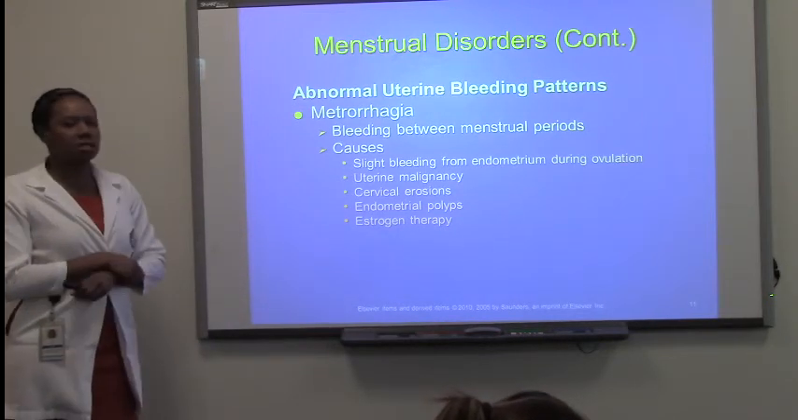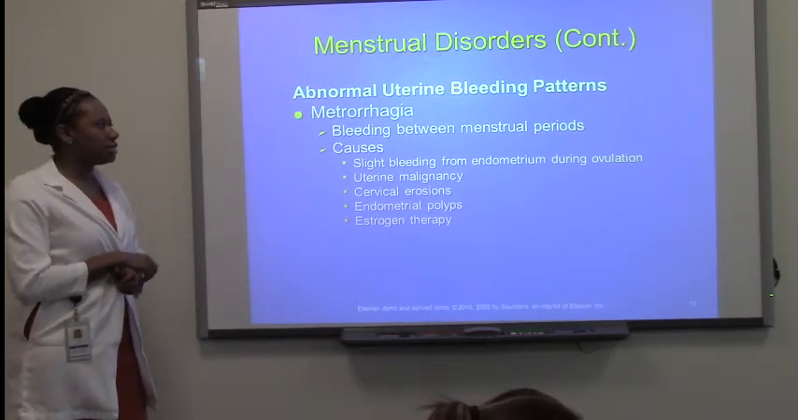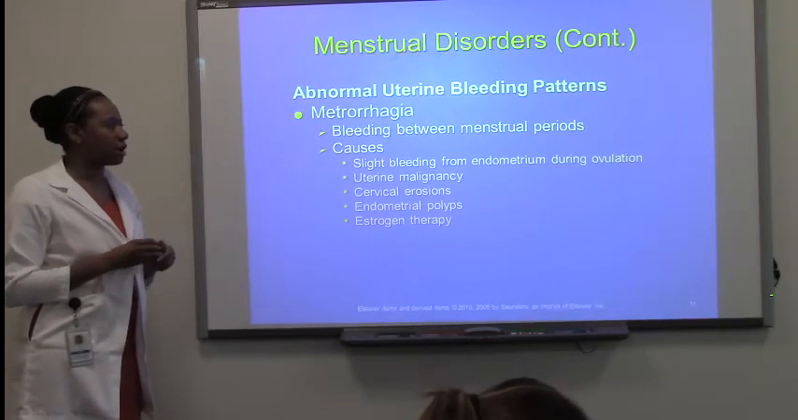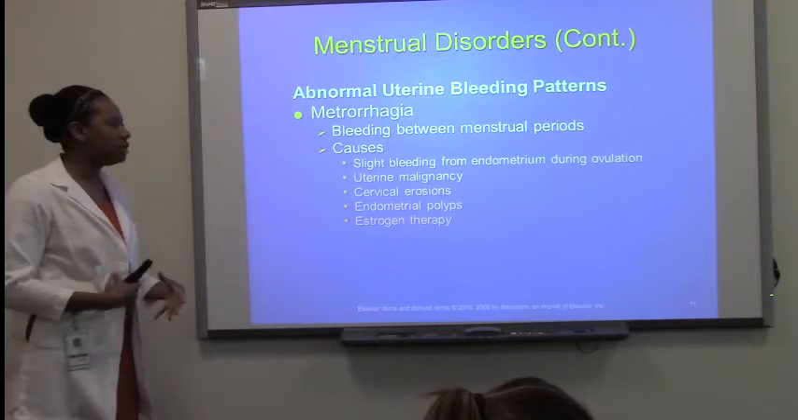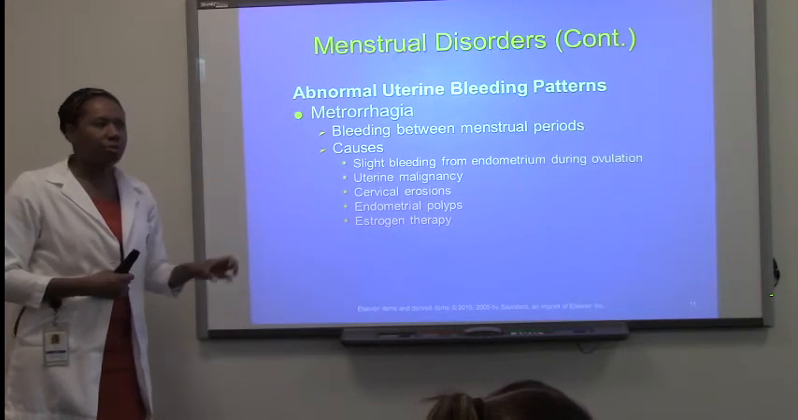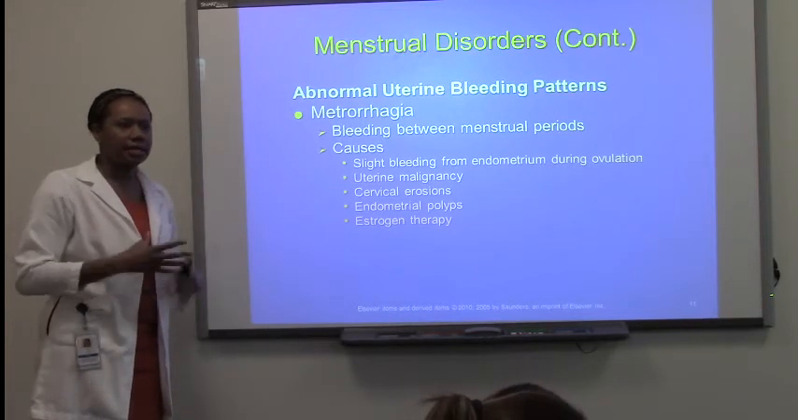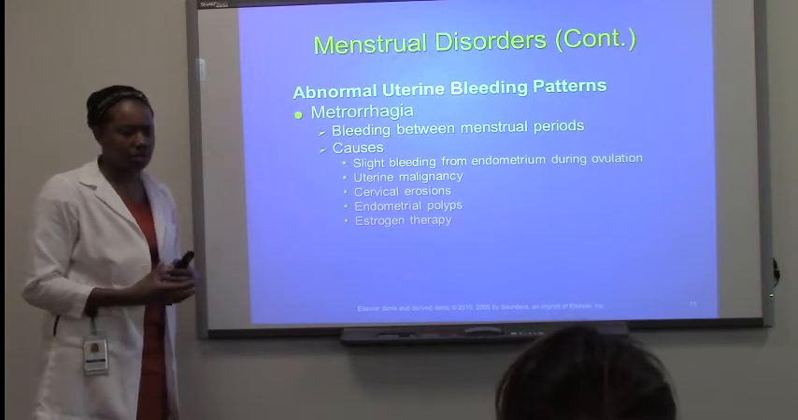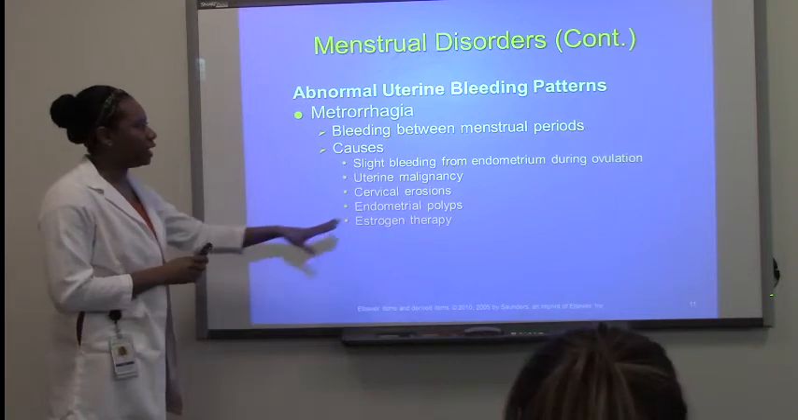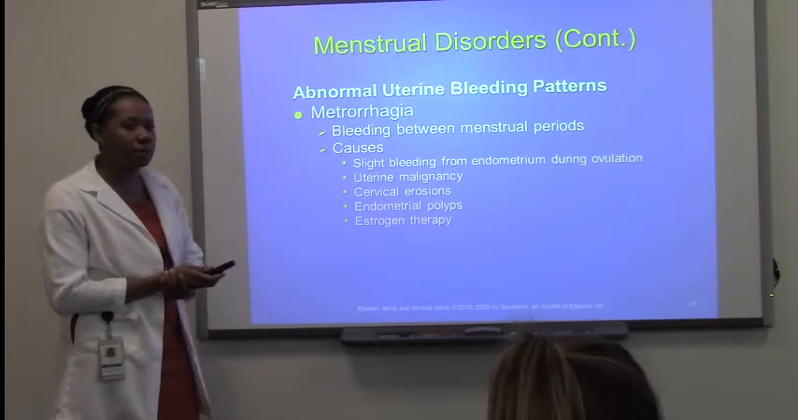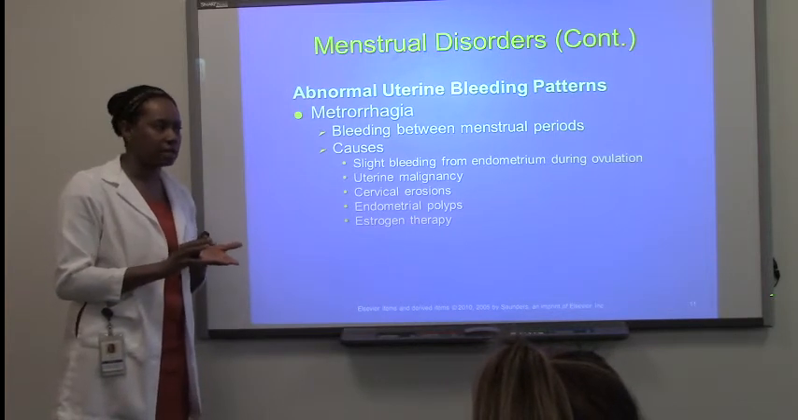Metrorrhagia is bleeding between periods or menstrual cycles. The cause here, they say, is slight bleeding from the endometrium during ovulation, or any type of malignancy that happens in the uterus. Even sometimes polyps, fibroids, or endometriosis where the lining gets thick. So anything like that can cause this sort of intermittent bleeding, any type of disruption to the uterus. Also increased estrogen therapy. When estrogen levels are too elevated, it can cause this extra bleeding. Okay.